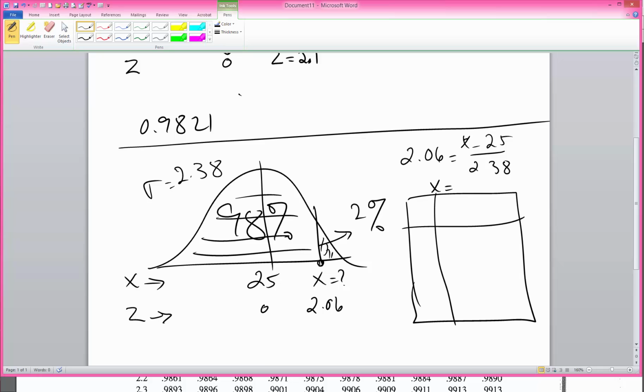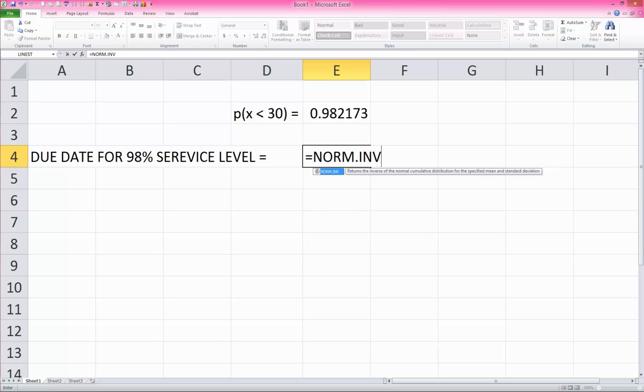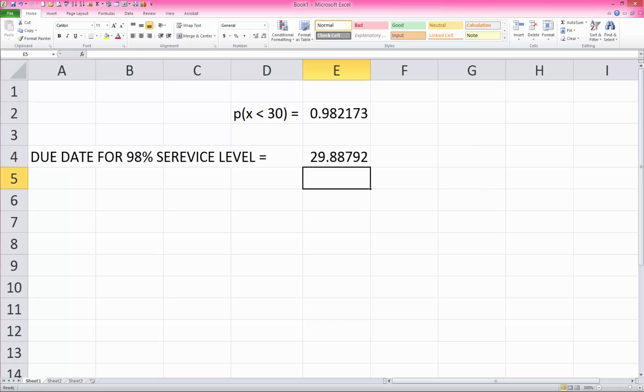So that is 25 plus 2.06 times 2.38. I can also solve that using Excel with the NORM.INV function. So this would be equals NORM.INV, where the probability that I'm looking for is 0.98, mean is 25, and standard deviation is 2.38. And if I do that, I find that it's 29.9 weeks.